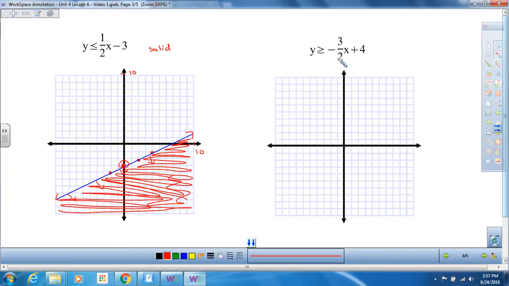Okay. I would pause and try this one on your own. So we want to start at 4 on the y-axis. Just marking my field. My slope is -3/2, so I'm going to go down 3 and right 2. I can also go up 3 and left 2. Again, there's an equal to, so this is a solid line.